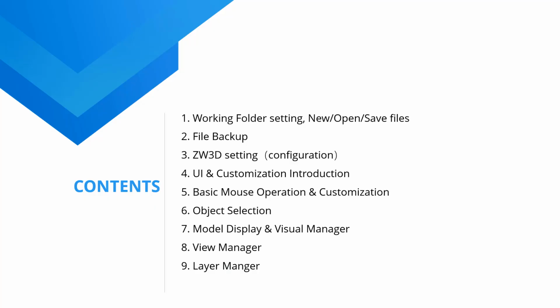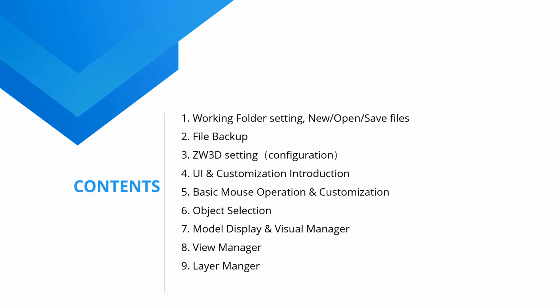Today's training consists of 9 parts. In the first part, I will introduce the working folder. In this section, I will tell you how to define your own working folder, and then tell you how to create, open, and save the file in ZW3D. After that, I will introduce the file backup, as well as the configuration setting.